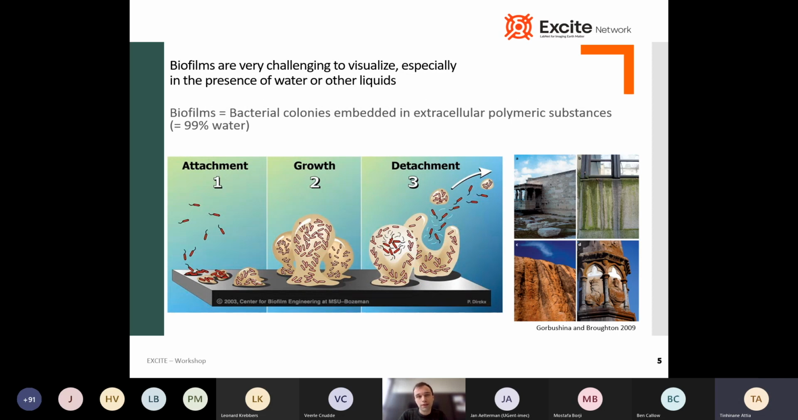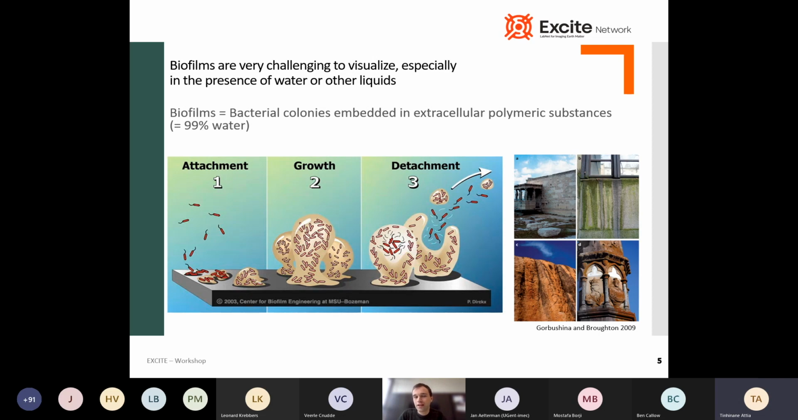And for this, I will go back to my own research, where I tried to visualize biofilms within the stone and to distinguish them from water. And based on that example, I will explain the ways how you can deal with problems with attenuation contrast. But first, what are biofilms?